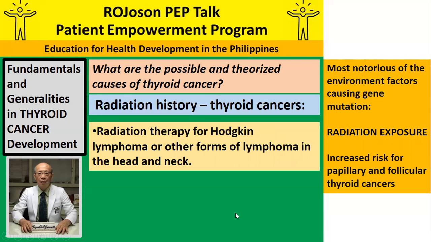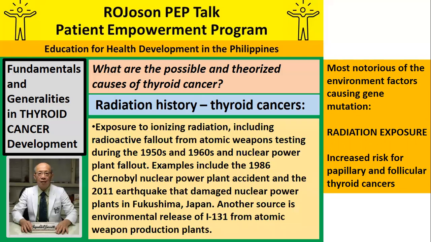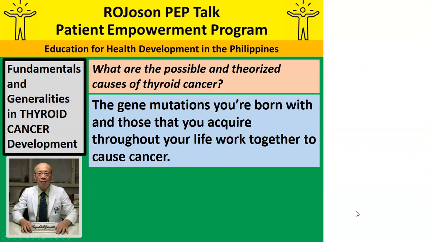Other scenarios include radiation therapy for Hodgkin lymphoma and other forms of lymphoma in the head and neck; exposure to radioactive iodine, also called RAI or iodine-131, especially in childhood; and lastly, exposure to ionizing radiation, including radioactive fallout from atomic weapons testing during the 1950s and 1960s, and nuclear power plant fallout. Examples include the 1986 Chernobyl nuclear power plant accident in Russia and the 2011 earthquake that damaged nuclear power plants in Fukushima, Japan. Another source is the environmental release of iodine-131 from atomic weapon production plants. The gene mutations you're born with and those you acquire throughout your life work together to cause cancer.